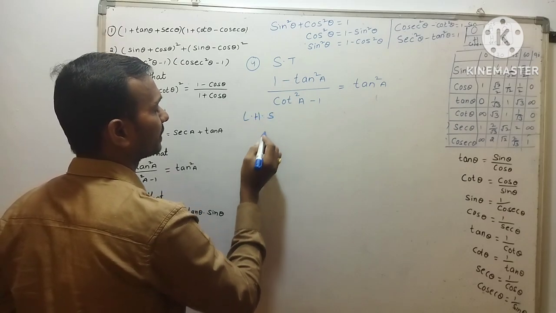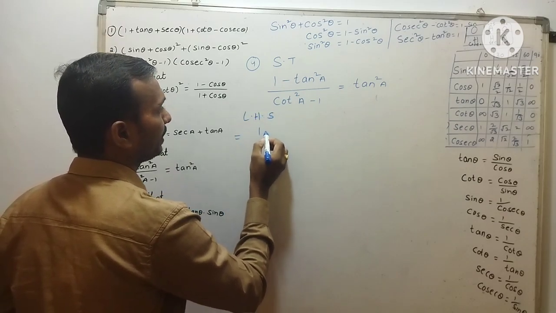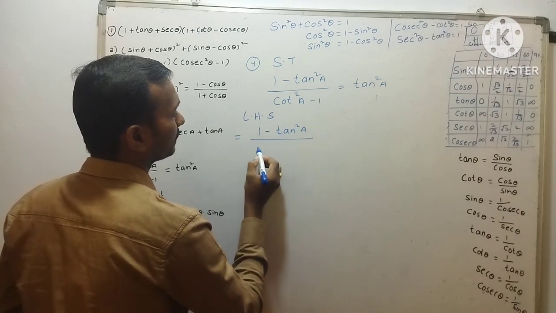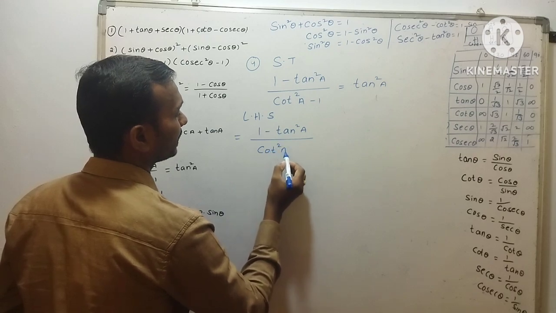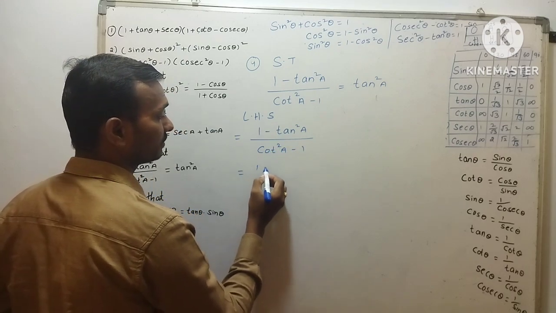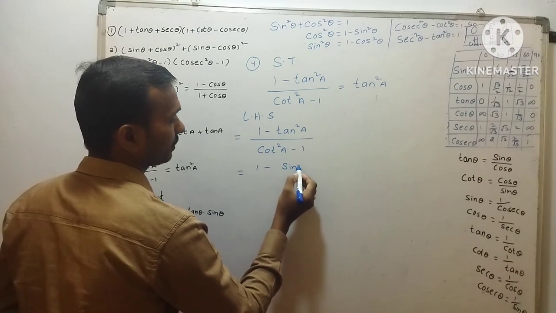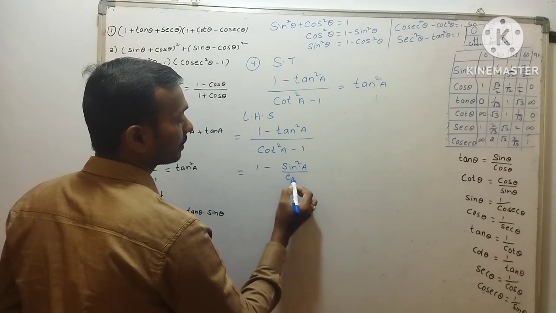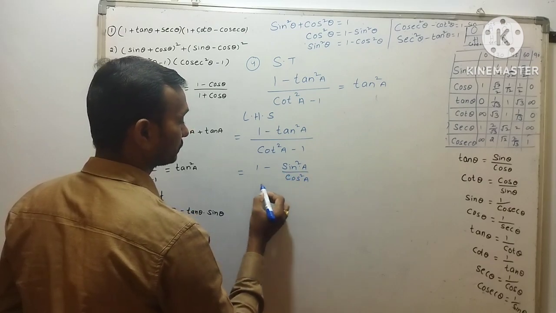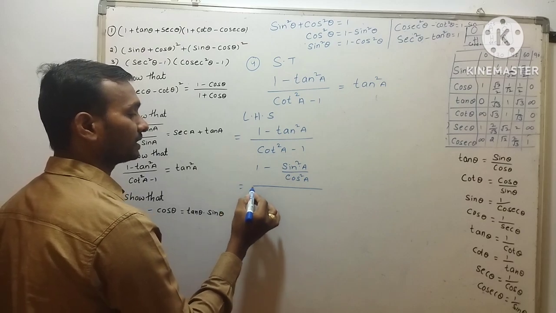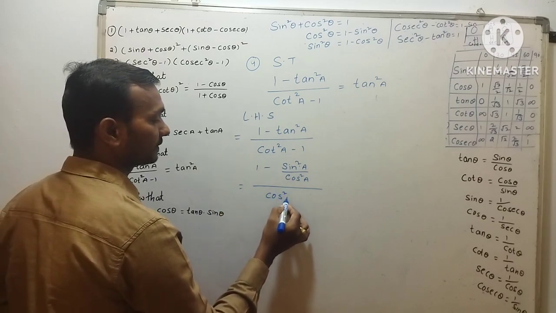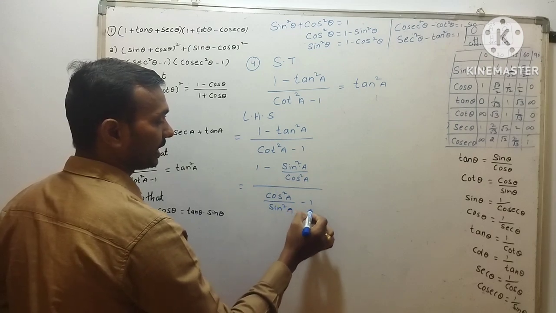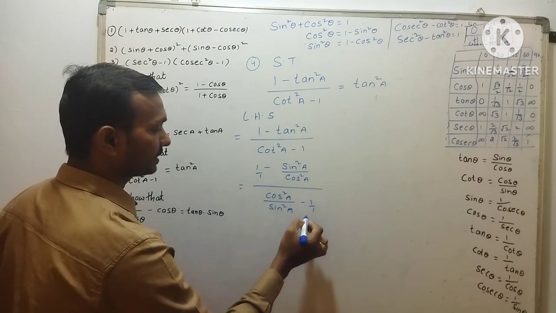Similarly to what we did in the previous one, take the left hand side: 1 minus tan square A by cot square A minus 1. We know that tan is nothing but sine by cos, so that is sine square A by cos square A. Cot is nothing but cos by sine, so cos square A by sine square A, minus 1. So here take the LCM, here also take the LCM.